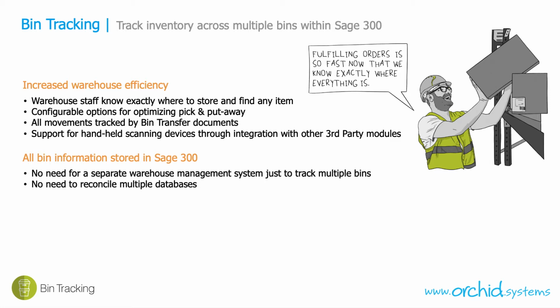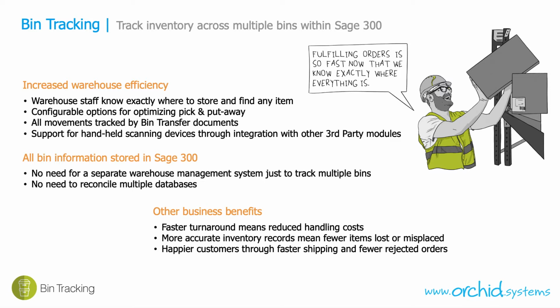All bin information is stored in Sage 300. You don't need a separate warehouse management system just to track multiple bins, and therefore you don't need to reconcile multiple databases. Other general benefits of using bin tracking are faster turnaround and reduced handling costs. You have more accurate inventory records, which means fewer items are lost or misplaced, and your customers are more satisfied through faster shipping and fewer rejected orders.